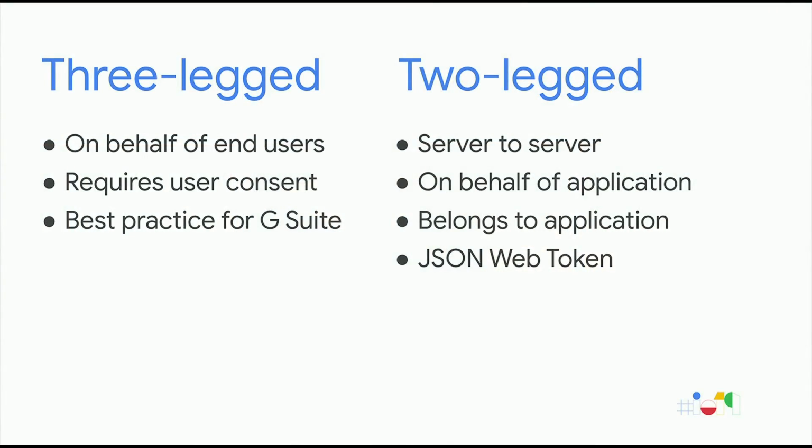Comparing three-legged and two-legged OAuth. Three-legged OAuth is always on behalf of an end user, and it requires consent from this end user. And for G Suite APIs, best practice is to use three-legged OAuth. Two-legged OAuth, on the other hand, is server-to-server authorization. The requests are made on behalf of the application, and the resources belong to the application, not your end users. And under the hood, two-legged OAuth is using JSON Web Tokens.